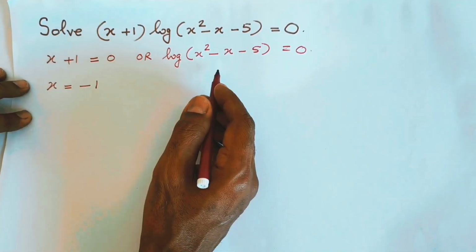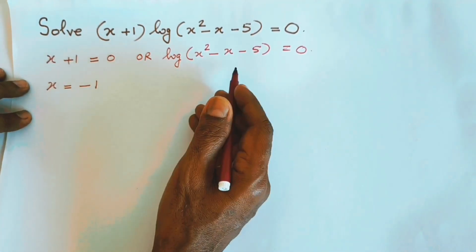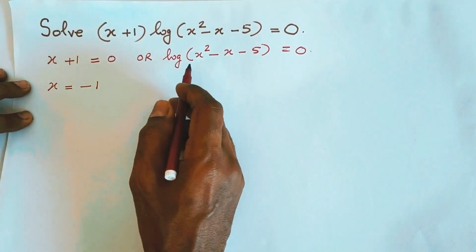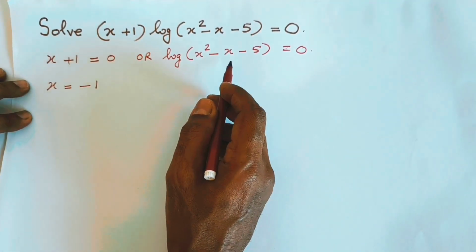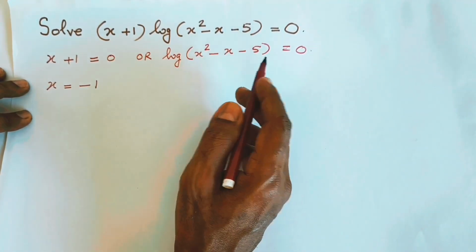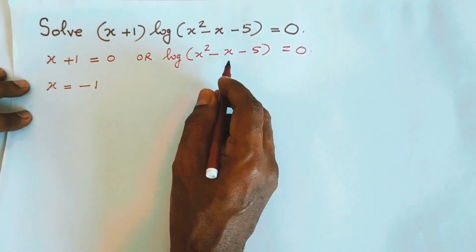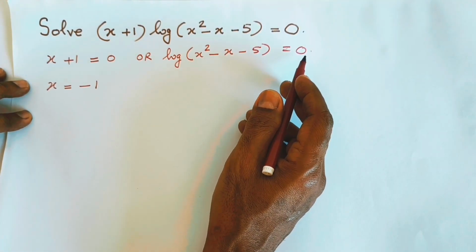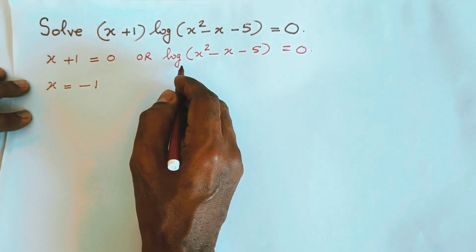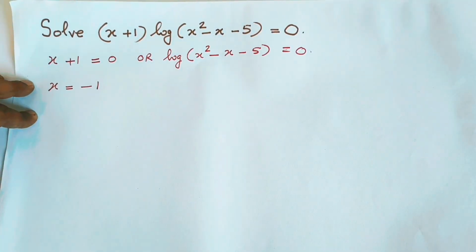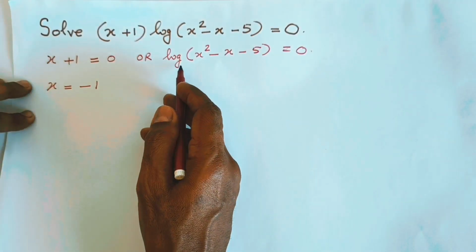Now let's go to the other term and solve the second part of the equation. That is log(x² - x - 5) equal to 0. When you have the logarithm of a number equal to 0, what does it mean? There is no base given in the logarithm. That means any base is possible here.